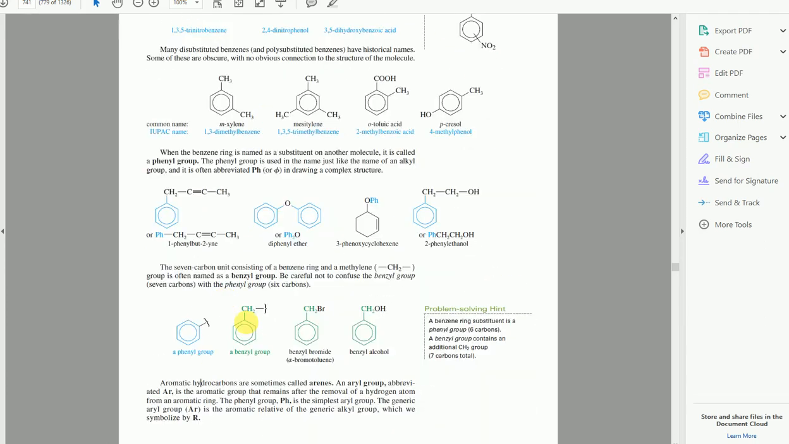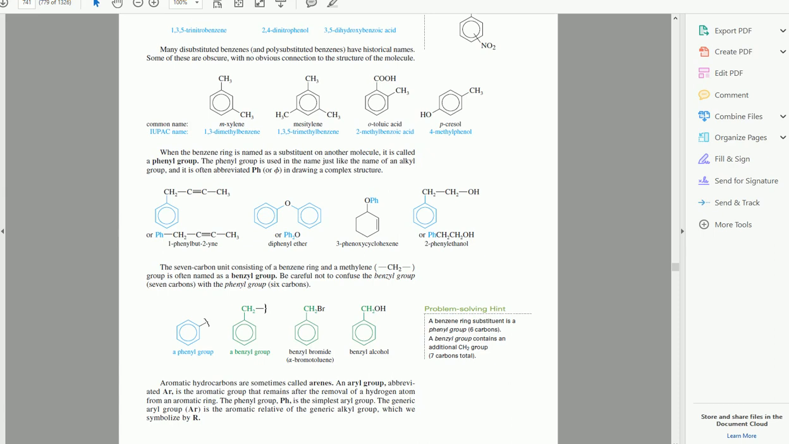And then if you have a benzene coming off of the parent chain with one carbon and then the benzene ring, this is referred to as a benzyl. So benzyl is the CH2 and the benzene ring together. This is like benzyl bromide. I don't think that is important, but the main thing is knowing phenyl and benzyl. So those are the main things for the benzene ring naming.